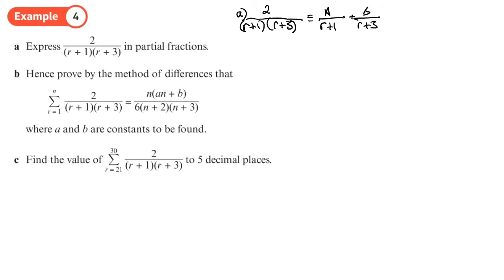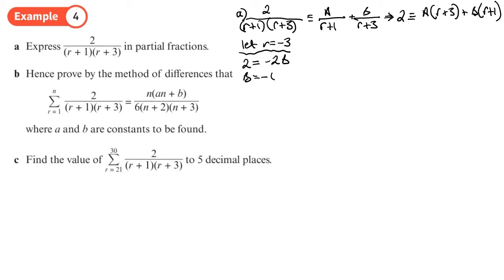I'm not going to faff around with all the working that you would do in between, just to say that the numerator on the left hand side will be equivalent to the numerator on the right hand side, which when I cross multiply, I'm going to get a times r plus 3 plus b times r plus 1. Okay, so let's let r equal negative 3 so we can work out what b is. When r equals negative 3, you end up with 2 equals negative 3 plus 1 and negative 2b, that means that b is negative 1. Just highlight that so we don't lose it.